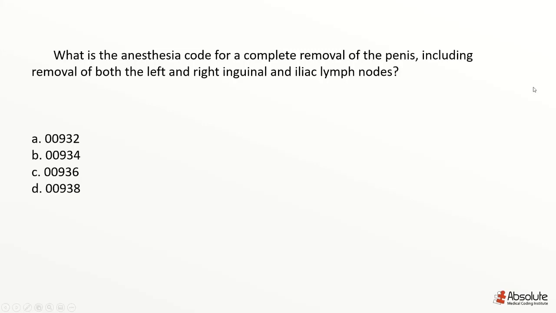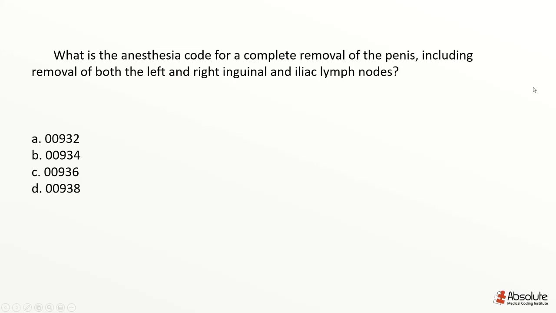So we start with 00932. Again, like I said, it's going in order 2, 4, 6, 8. Complete amputation of the penis. Well, they are removing the penis, but we've got a little more going on. This one is not coding for the lymphadenectomy, so we're going to take that one off the table because indeed they had the left and the right inguinal and iliac lymph nodes removed.